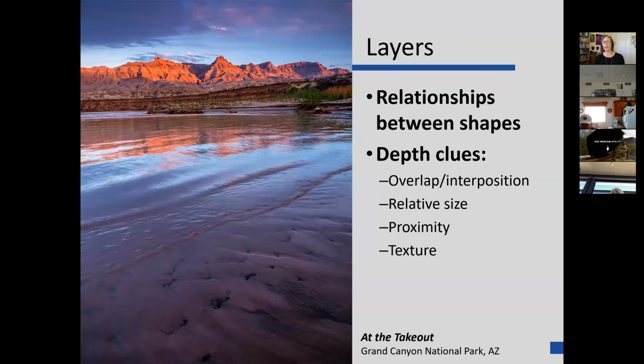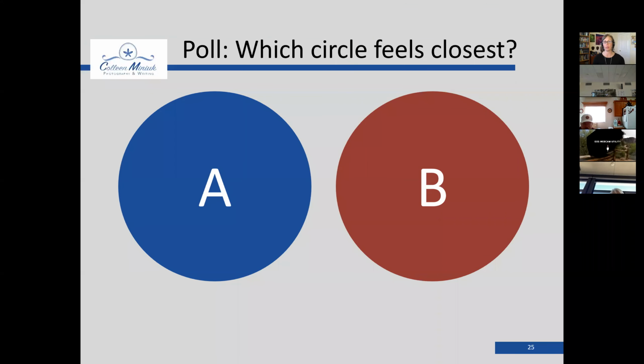And so when we have multiple shapes, we have to consider the relationship between those shapes. How are they working together? How are they overlapping? As you saw in the illusory contour, how they work together can make a difference in what we perceive is closest to us and farther away from us in a two-dimensional media. And so there's a few clues that I try to incorporate in my photographs: overlap, interposition, relative size, proximity, and texture gradient. So I'm going to talk about each one of those individually.